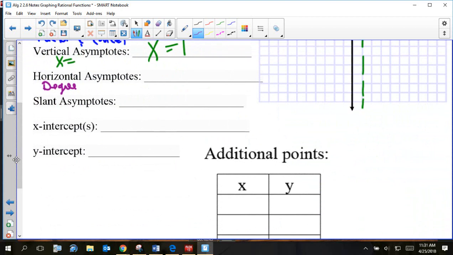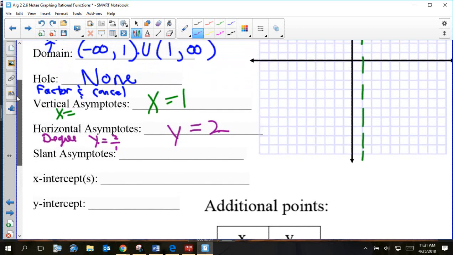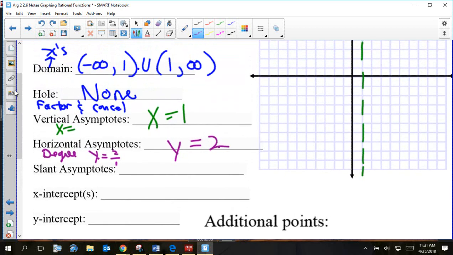y equals 2 over 1. So y equals 2. And it is the equation of a line, so I have to have y equals. That's a horizontal line. There's my asymptote. If we have a horizontal asymptote, will we have a slant? No.